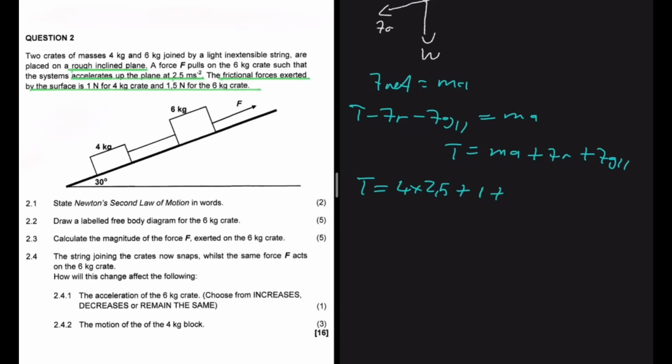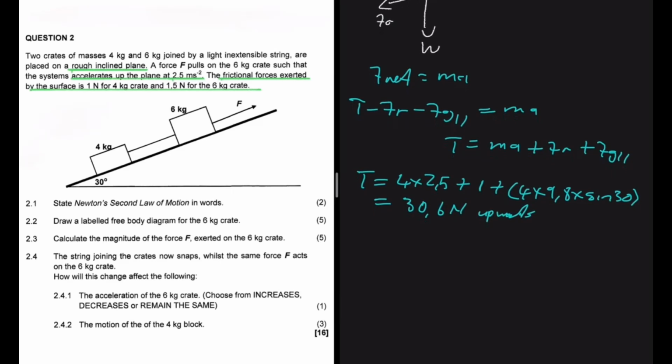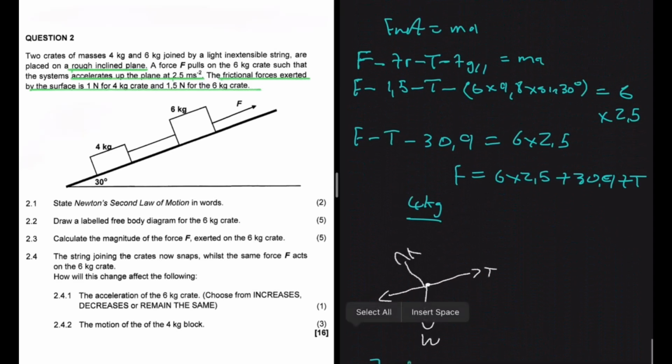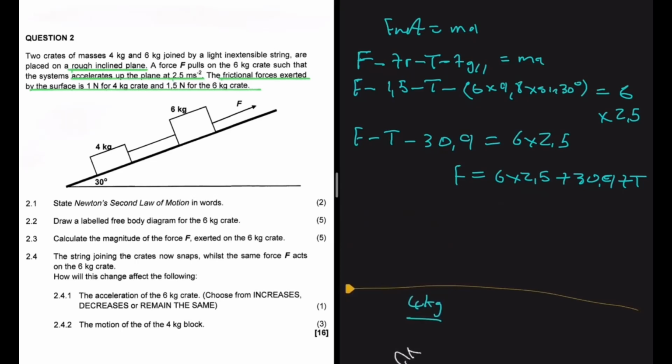So FG parallel is going to be equal to 4 multiplied by 9.8 multiplied by sine of 30 degrees, right? And then if you put that in a calculator, you will get 30.6 Newton upwards, right, with regards to the 4 kg block. And then now we can substitute this 30.6 Newtons upwards into the equation of F that we had, right?